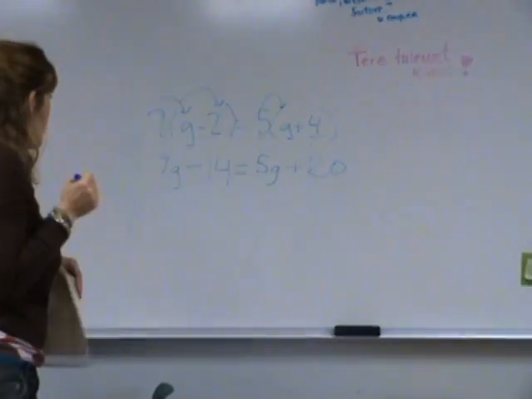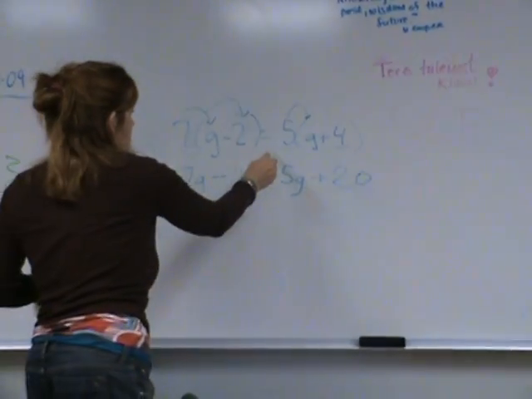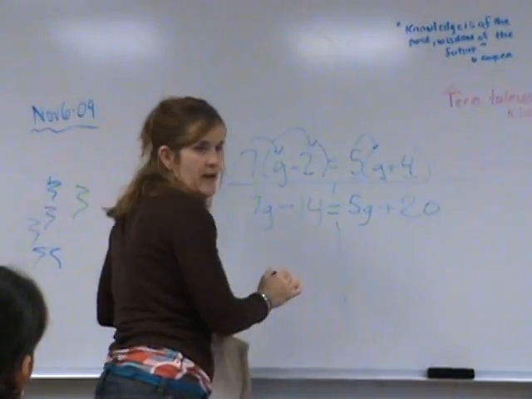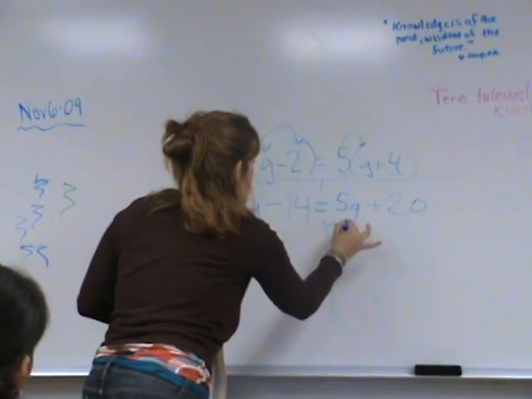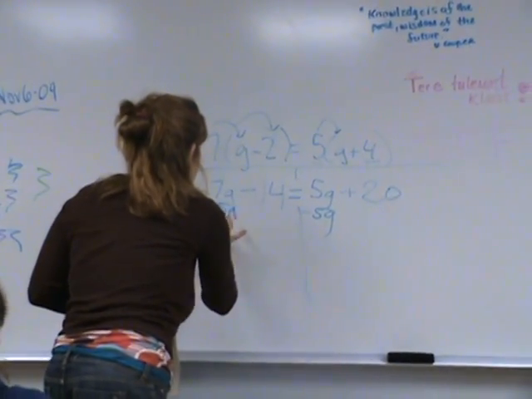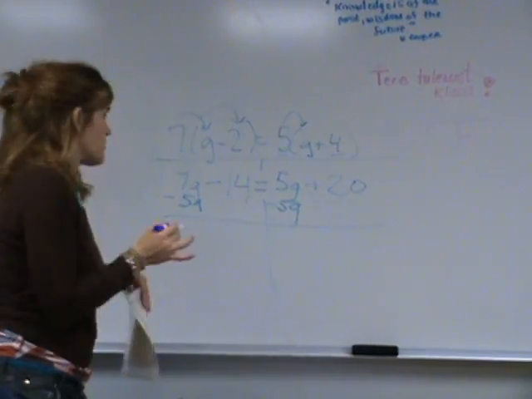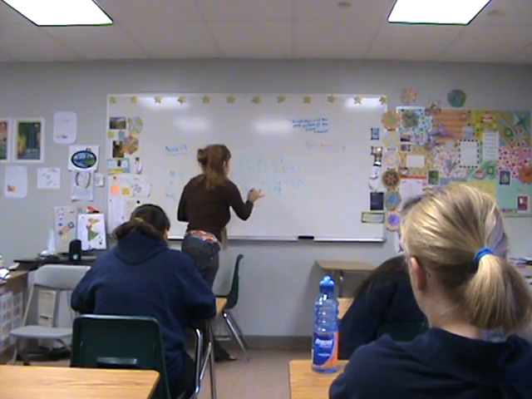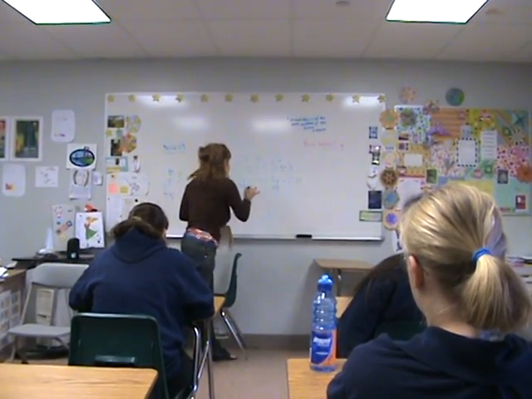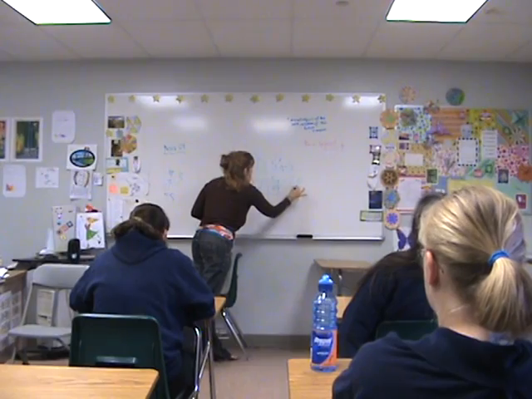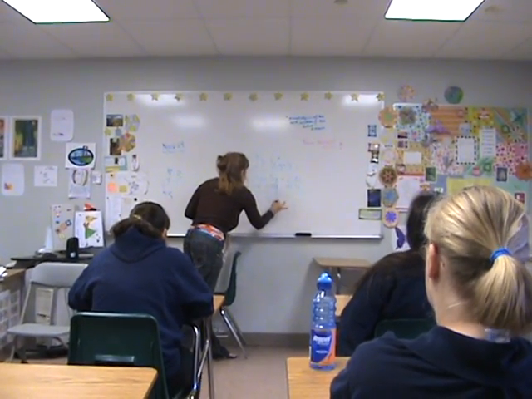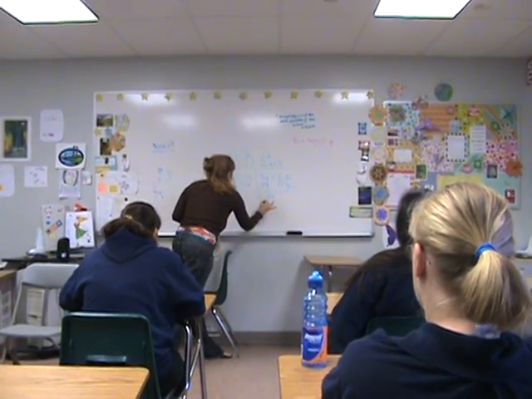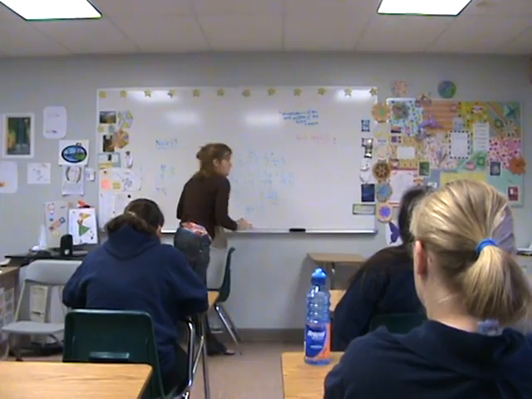Exactly. Now we want to put all our terms with our variable on one side. Which term do we want to work with here? The 5g. We're going to do what operation? Minus. Exactly, so we take it over to the other side. 7 minus 5 is 2g. Then we want to take which term to the opposite side? The minus 14, and what operation are we going to do? Add. Exactly. So 20 plus 14 is 34. Then we're going to divide by the 2.